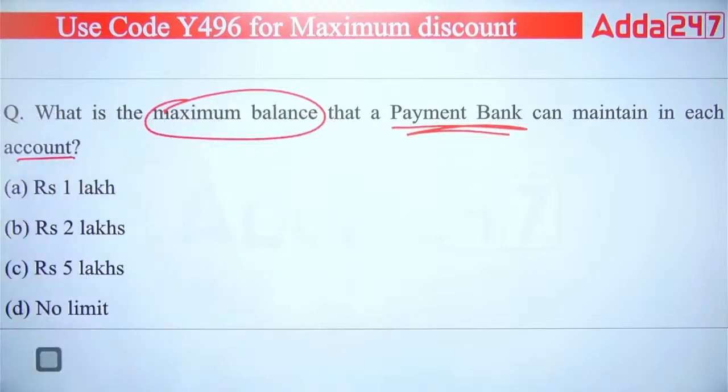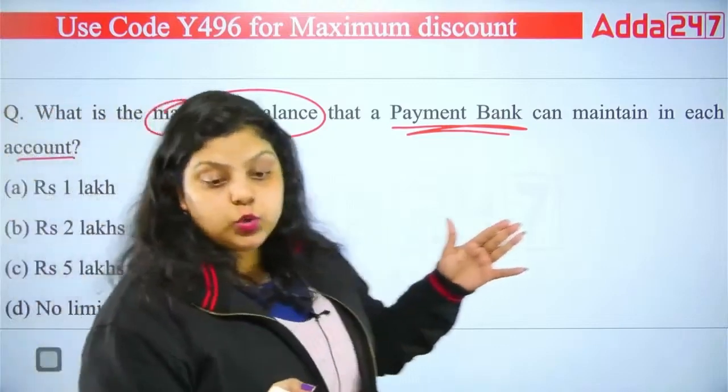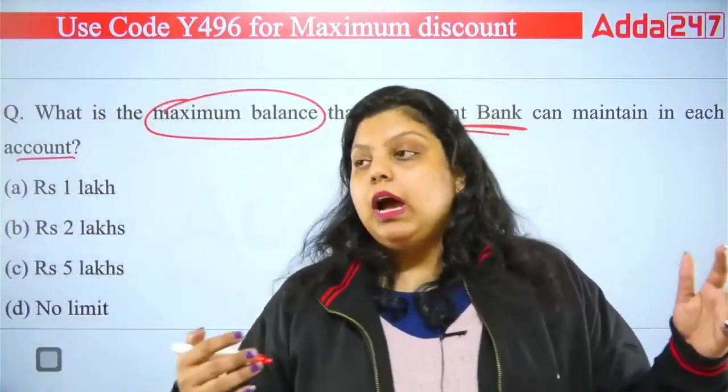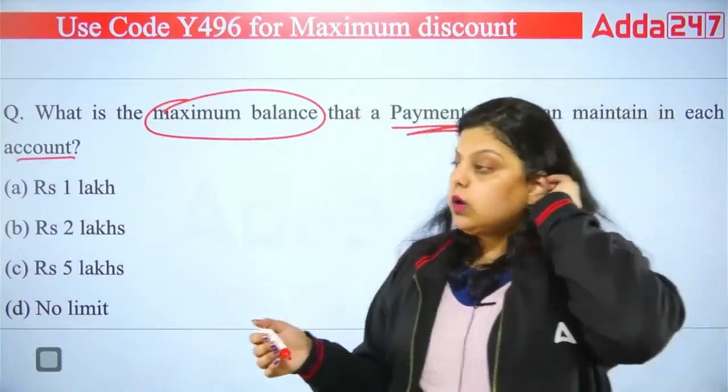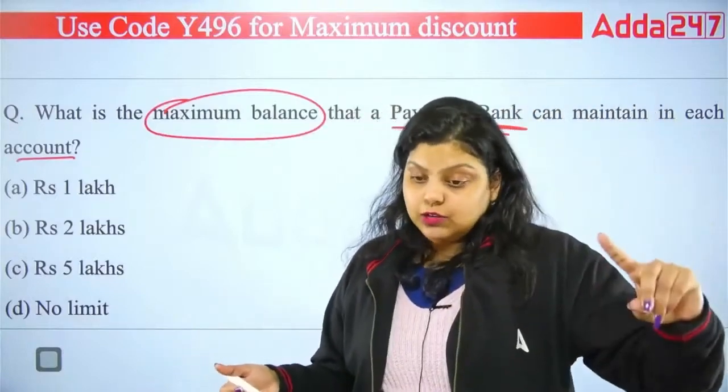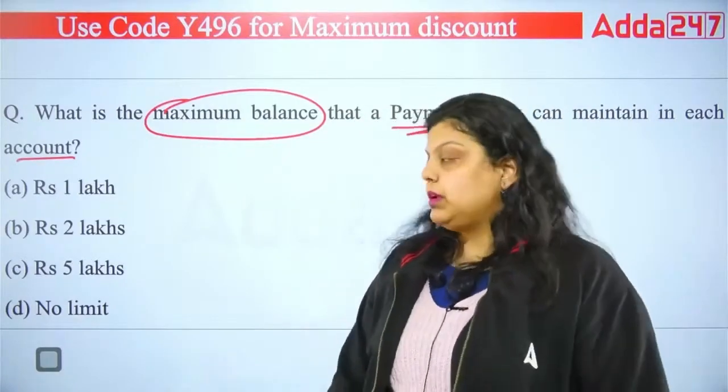1 lakh, 2 lakh, 5 lakh, no limit. So payment banks are a differentiated bank, introduced in 2015 only, and they can only provide CASA accounts, current account and savings account. RAFA is not allowed in the payment bank.